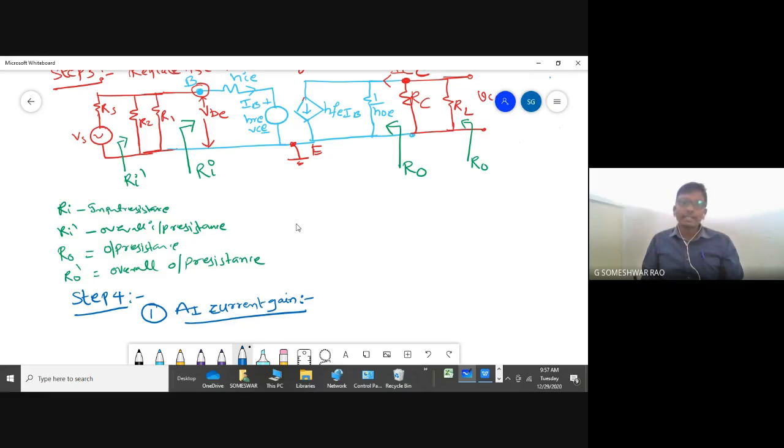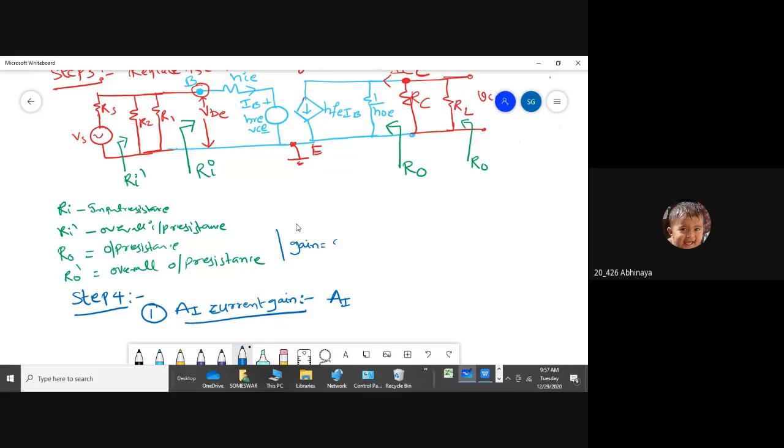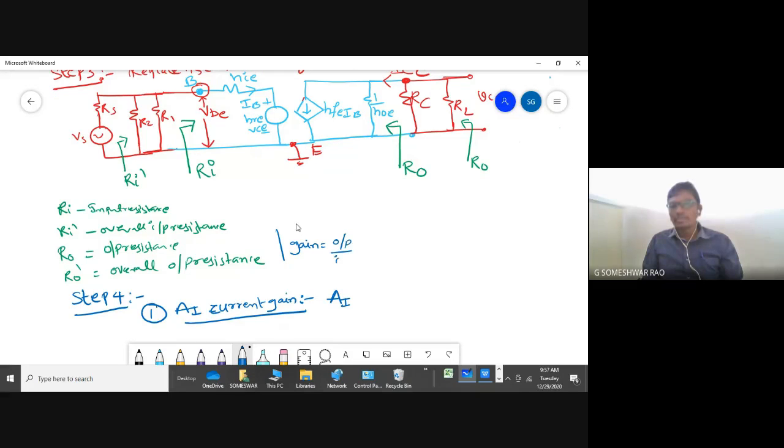To calculate the current gain, first we need to define this. What is the current gain? What is meant by gain actually? What is meant by gain first of all? Output by input. Very good. Output by input. But when I say current gain, what does it mean? Output current by input current. Very good. Output current by input current.